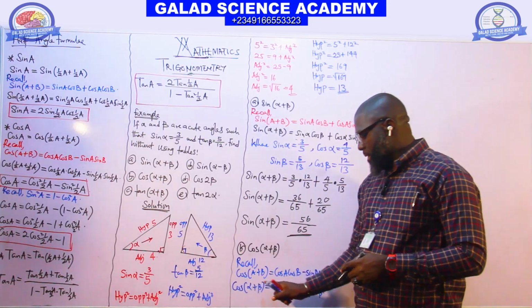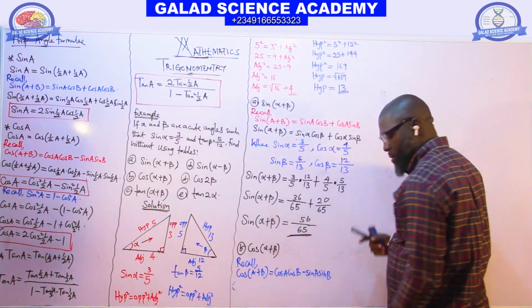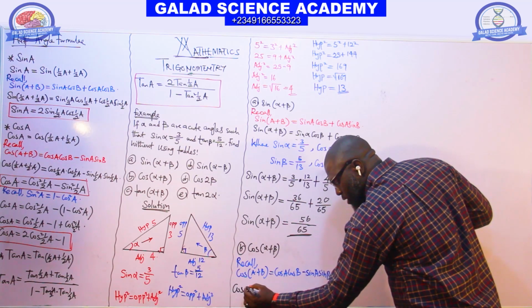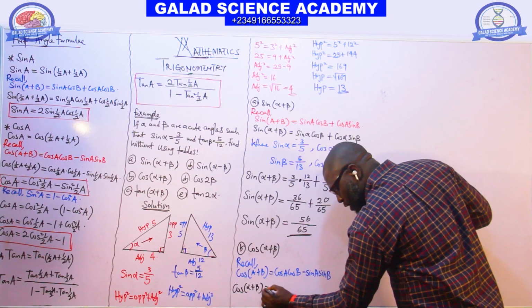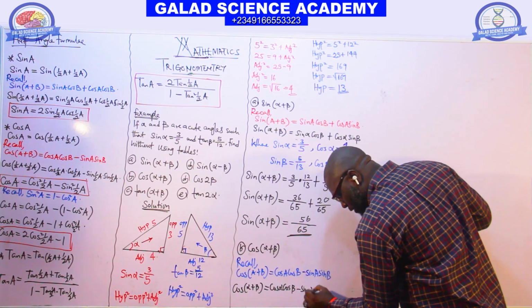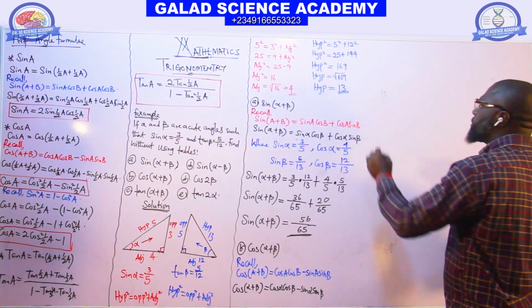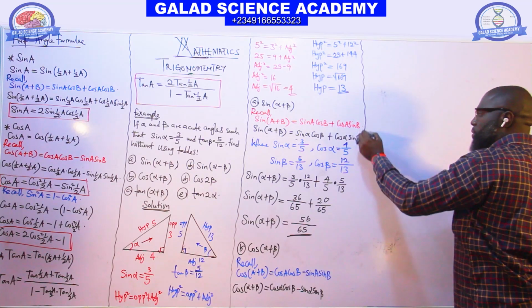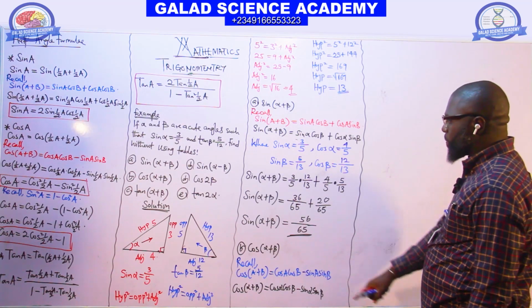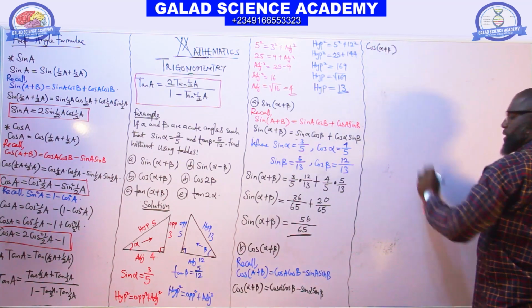I'm using a blue marker to recall. Yeah, it will now be cos alpha plus beta equal to cos alpha cos beta minus sine alpha sine beta. So for this, now we have cos alpha plus beta.